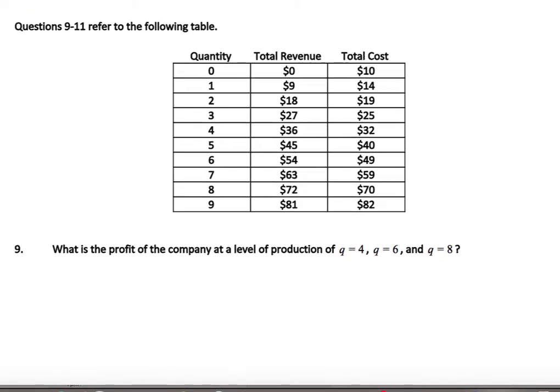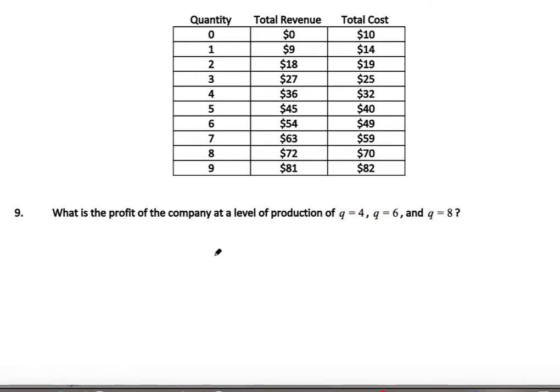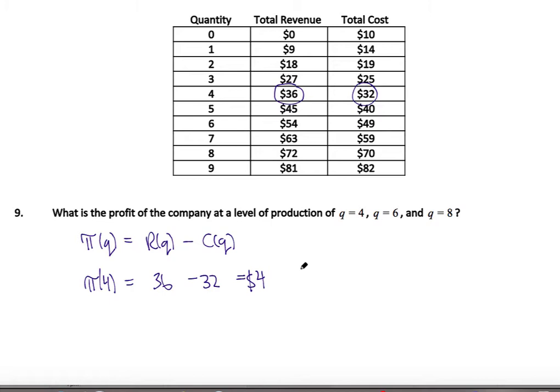Questions 9 through 11. These questions refer to information from a table. So part of this is just reading tables. What is the profit of the company at a level of production of Q equals 4, 6, and 8? So profit, recall, is just revenue minus cost. So if Q equals 4, then I would want the revenue when Q equals 4, so that's 36, minus the cost, which is 32. So this profit is $4.